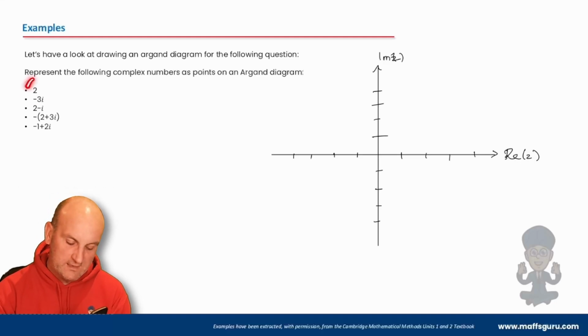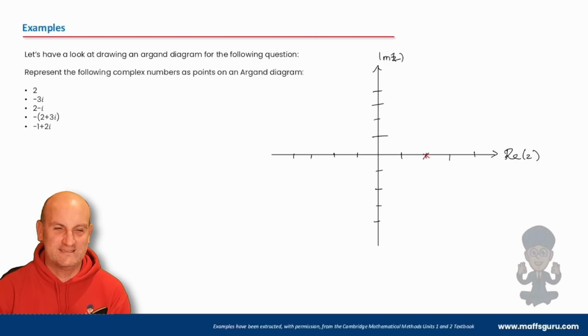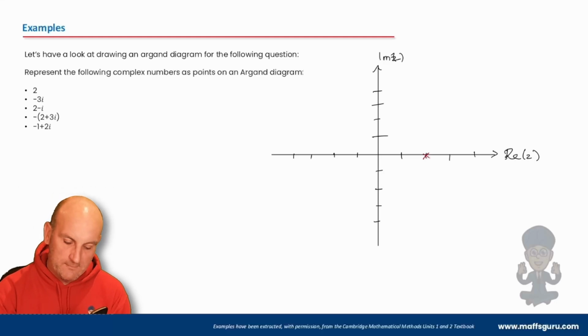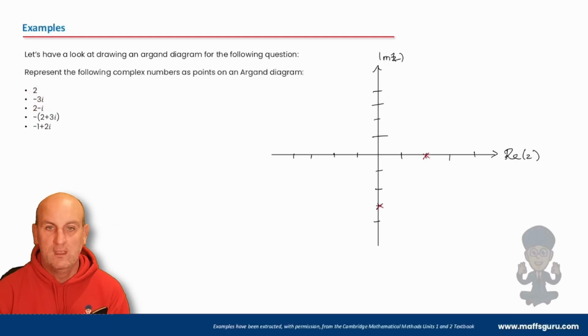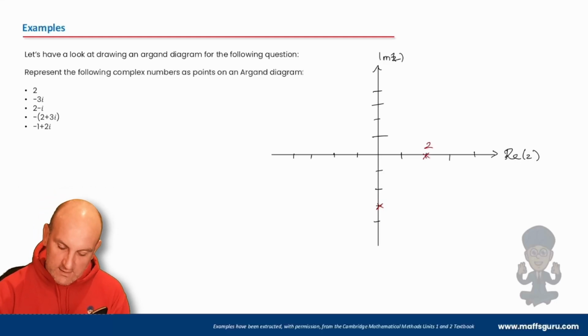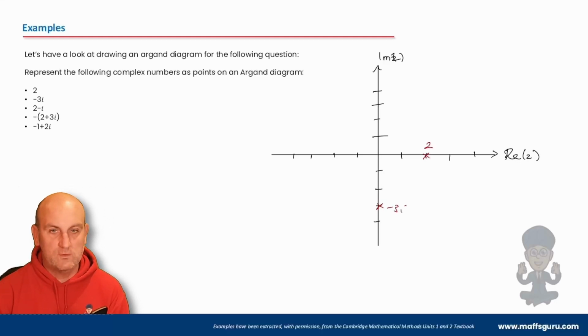So if we look at the first one here, it's 2. It's only got a real component. So I'd put a cross at 2. Oh my goodness, they said this was complicated. Minus 3i, well, that's my imaginary. So minus 3i is going to give me down here. I suppose we should actually label these as well. So that's minus 3i.